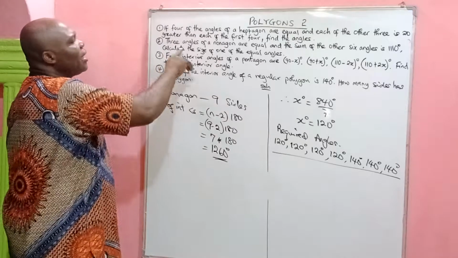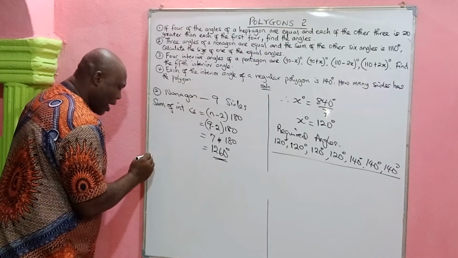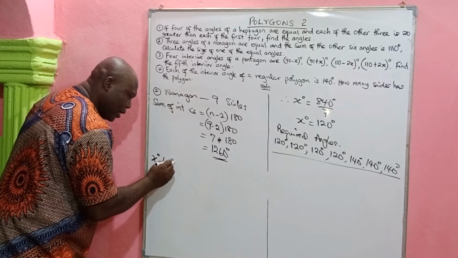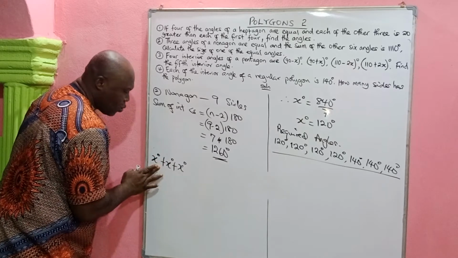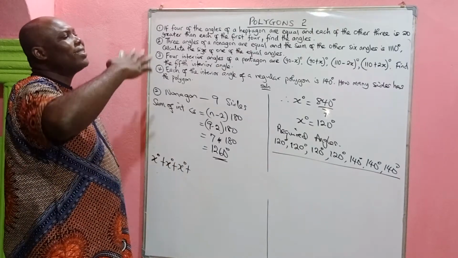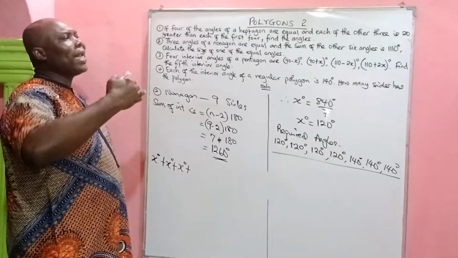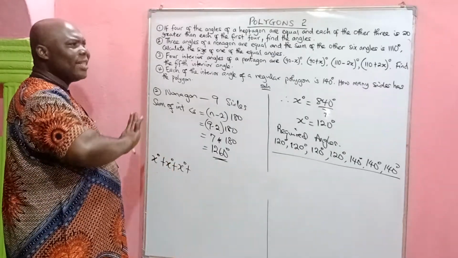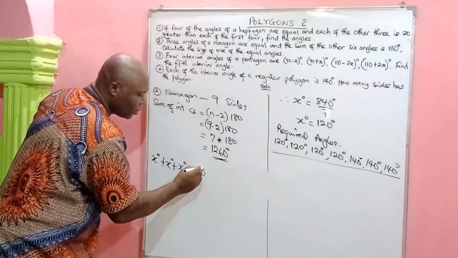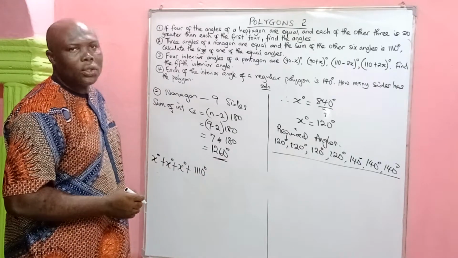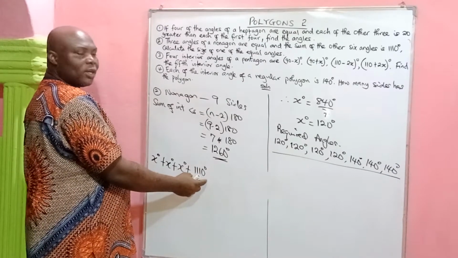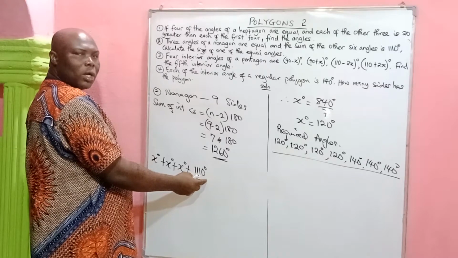Now they have said 3 angles of a nonagon are equal. So we have x degrees plus x degrees plus x degrees. They are equal. Plus, they now said the sum of the other 6 angles is 1110 degrees. So these are the first 3 angles that are equal, and the 6 other angles, when you add them, give you 1110 degrees.